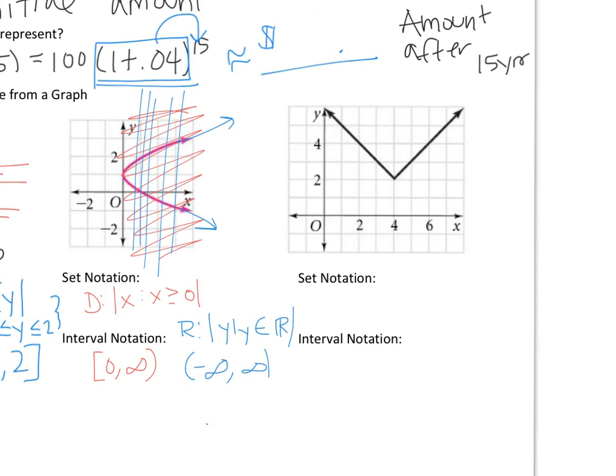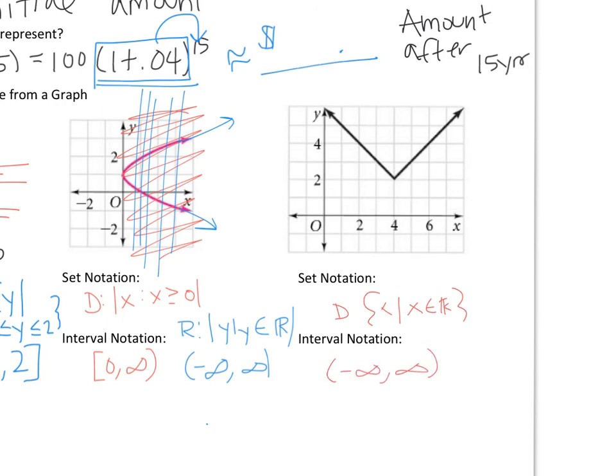And the last one, look at going side to side with the domain. Look at the x values going side to side. If I start over here on the left hand side, this arrow is going infinitely to the left, and this arrow is going infinitely to the right. So the domain is all real numbers. So the interval notation is going to be negative infinity to infinity.